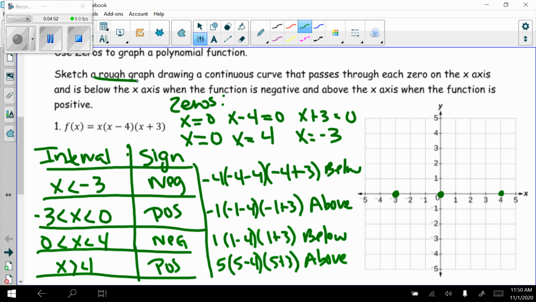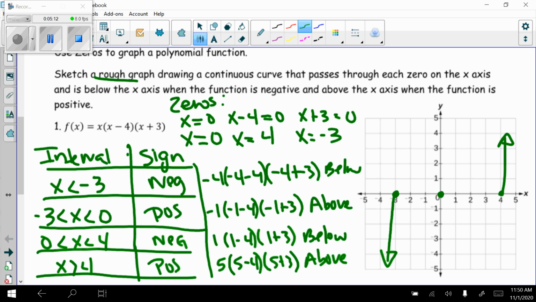So when x is less than negative 3, I know I'm below the x-axis. When x is greater than 4, I know it's positive, above, so I've got my end behaviors. I know my end behavior is a down up. I know between negative 3 and 0, my graph was positive, which meant that it was above the x-axis.